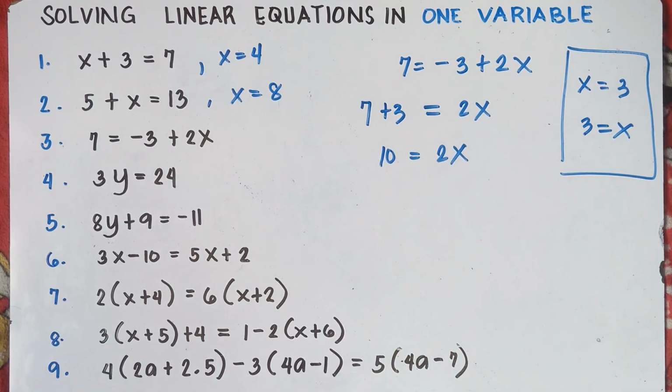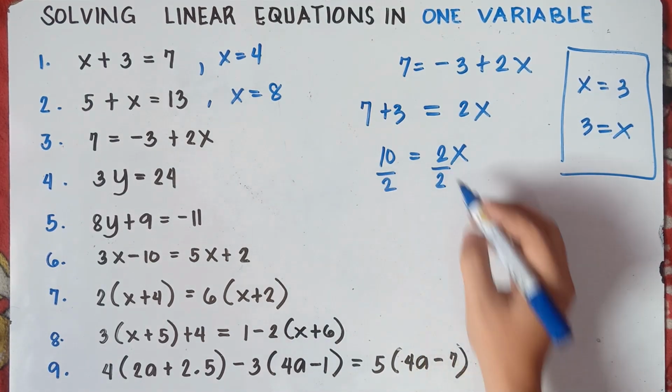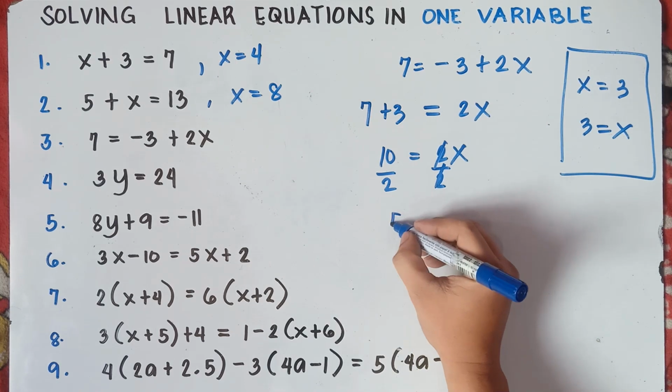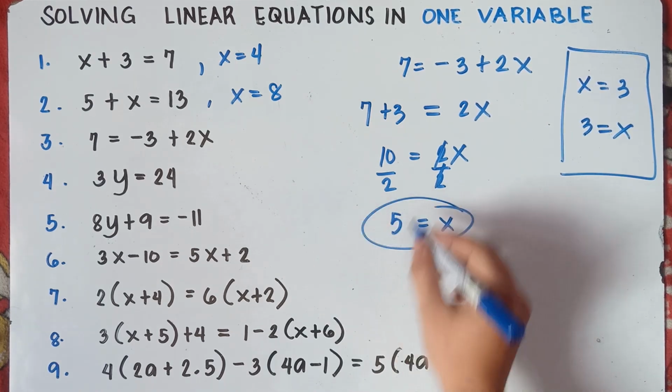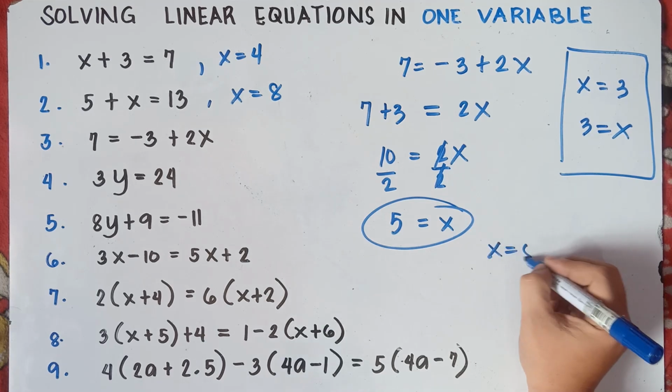So to get the value of x, divide both sides by 2. 10 divided by 2, that is 5, is equals to x. Alright, 5 is equals to x is the same with x is equals to 5.